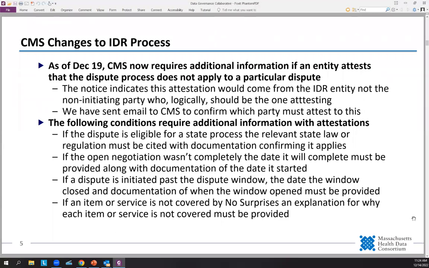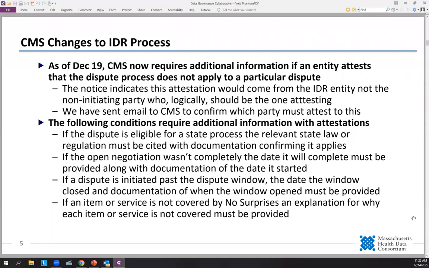And in most of the cases, to me, it seems more logical that it needs to come from the non-initiating party. Although I guess the answer could be that the non-initiating party is supposed to supply it to the entity who then attests that they've received it. But I have actually sent an email to CMS to confirm that process. I have not heard back yet. I mean, it's only been a day and a half, so it's not unexpected.